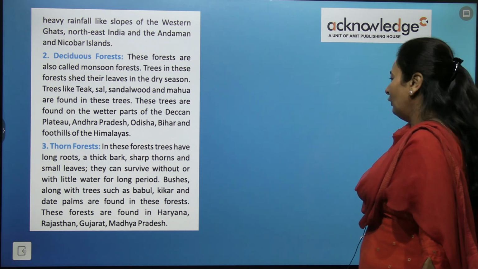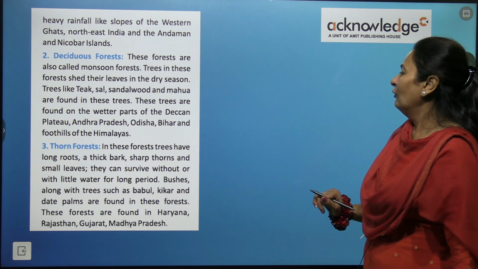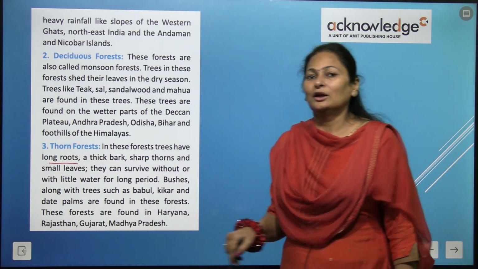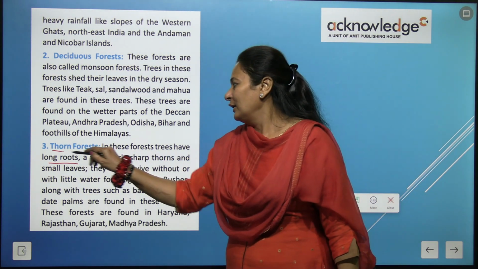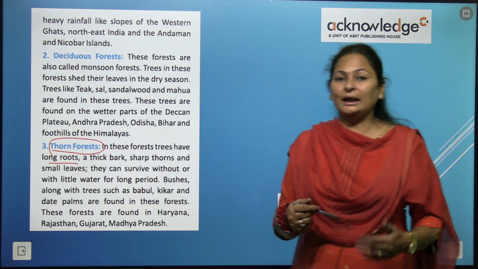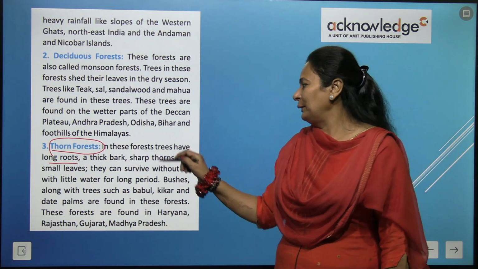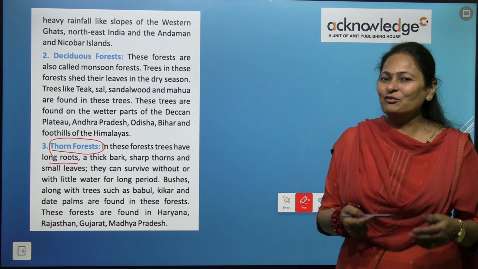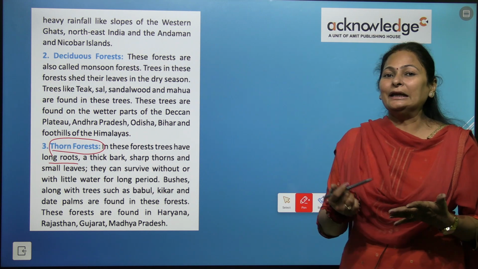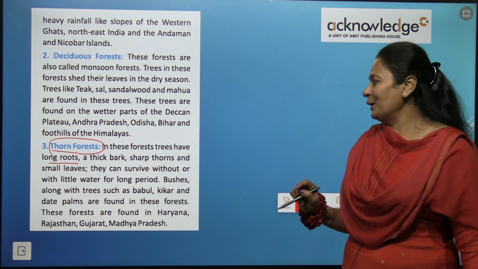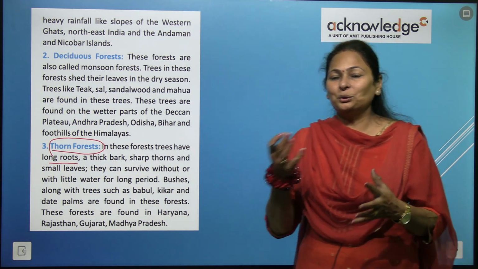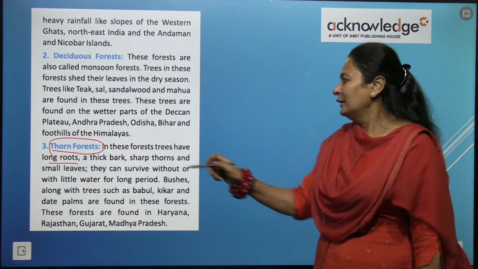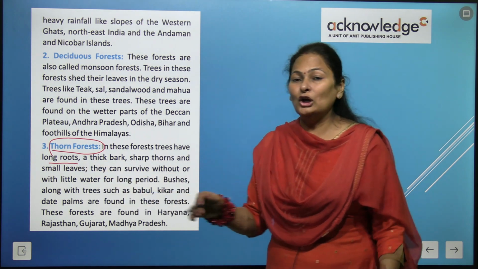Now what is thorn forest? These forest trees have long roots. As you can understand from the name thorn, right? These trees grow where there is a scarcity of water. So the leaves turn into thorns to reduce the evaporation of water, right? These forest trees have long roots.